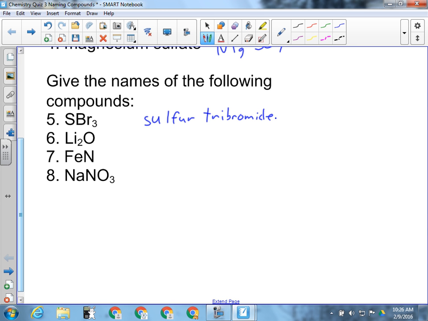I've got lithium with oxygen, which is an ionic compound. Now, does lithium have more than one possible charge or just one? Just one, and it is one. Okay? So we just have here lithium oxide.